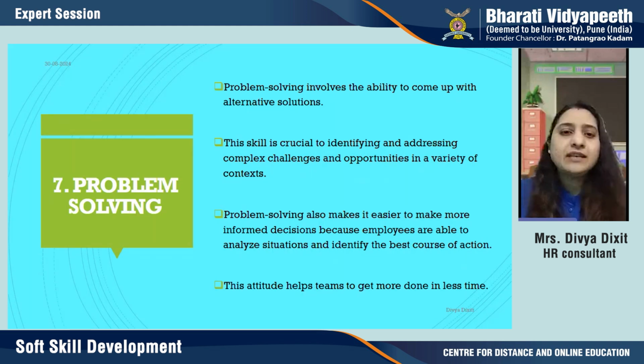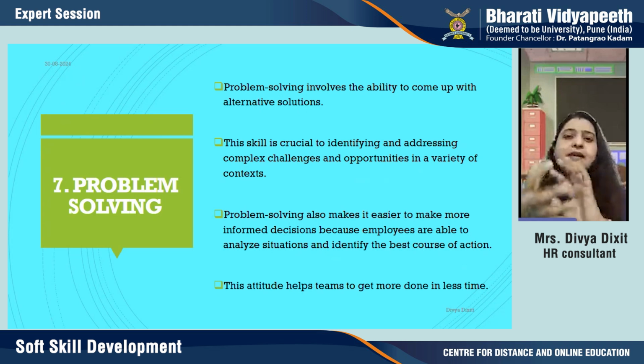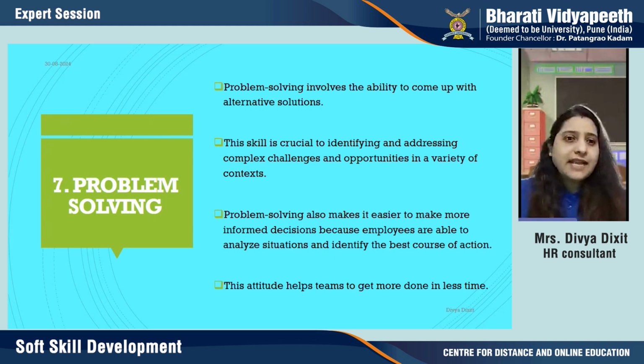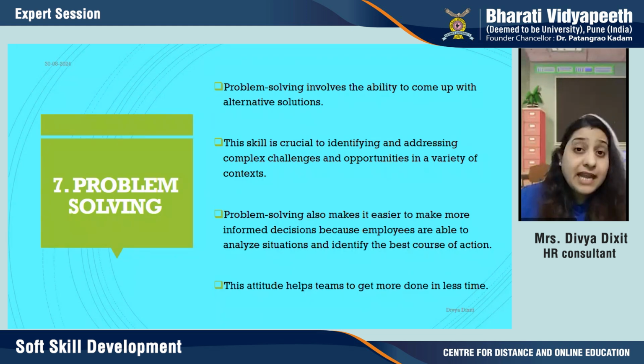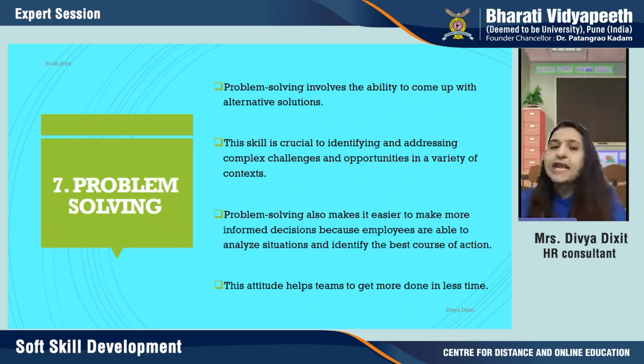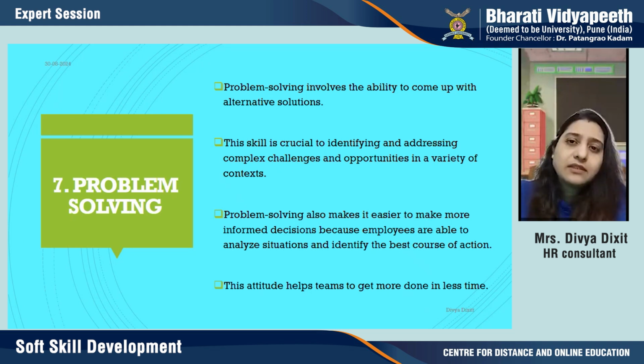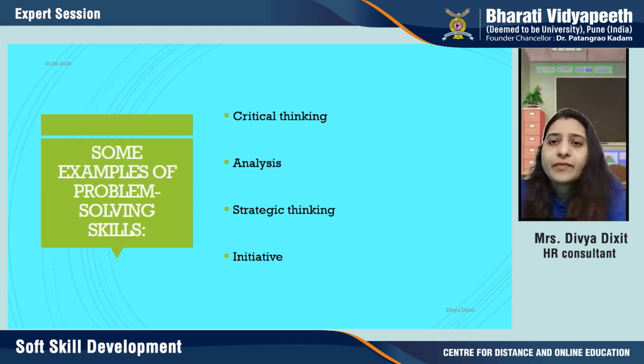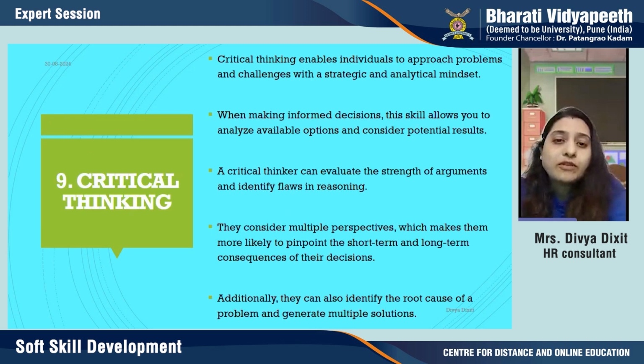So what does this mean? All these soft skills are interrelated. ऐसा नहीं है कि लीडरशिप स्किल सीखेंगे तो प्रॉब्लम सॉल्विंग स्किल नहीं सीखेंगे. ऐसा नहीं है कि टीम वर्क आएगा तो टाइम मैनेजमेंट नहीं आएगा. All these skills are interrelated. If one grows, the other grows automatically. Start working on yourself. खुद पर काम करना शुरू कीजिए. So critical thinking, analysis, strategic thinking, taking initiatives are some examples of problem solving skills.